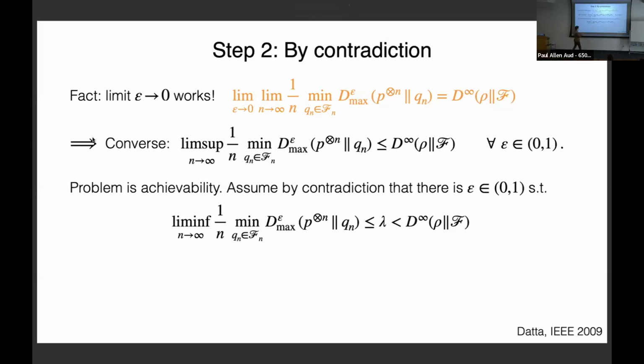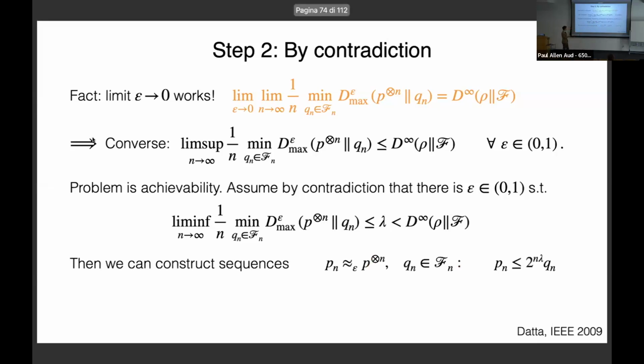And now you see we have a minimum smaller than something. In fact, we have two minima. One is over Qn, but the second one is over the smoothing. This D_max is a minimization over the smoothing. So we have two minima, and then it's smaller than lambda. Well, that means that there exists a Qn and a smoothing such that the quantity is smaller than lambda. That's exactly what this means. This means that we can construct a smoothing of P tensor n and some Qn, which is a free probability distribution, such that this inequality works. So this inequality means, like, for every sequence.